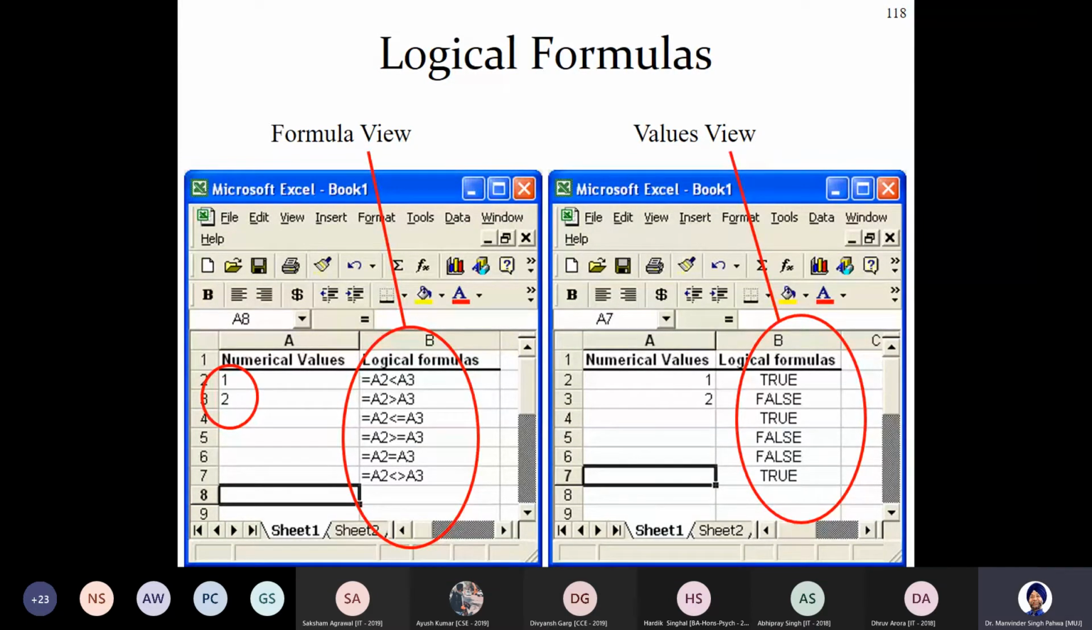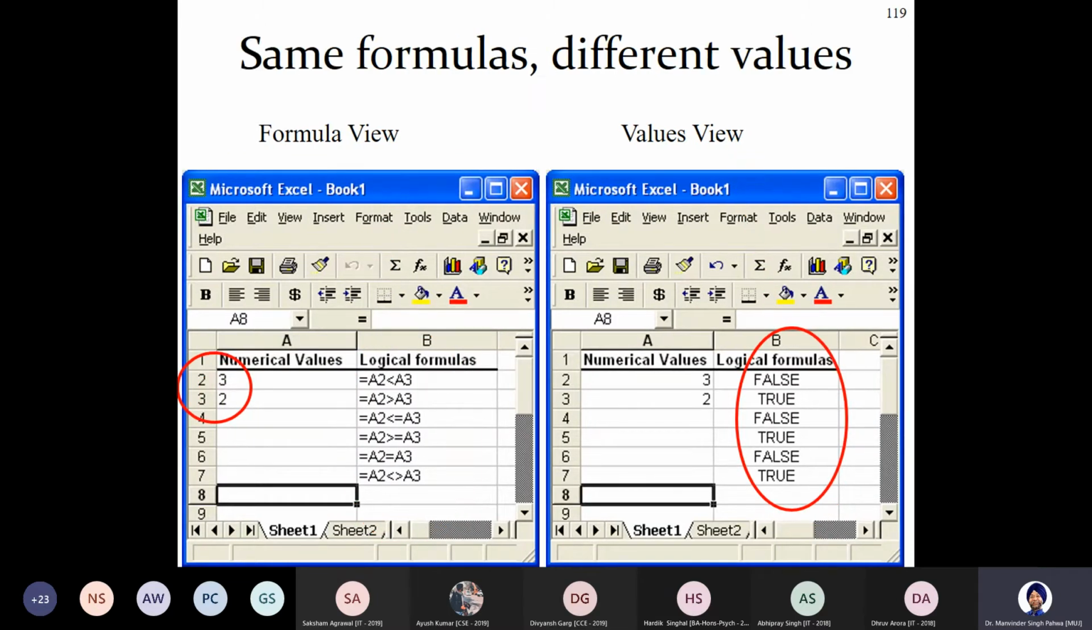Only Manveer has done, or Manveer has done it previously? Abhipray, Manan, Dhruv, Anmol, excellent. Hardik, okay, Vishrat, Nandini, Tanuj, Saksham, good, good, good, great. So I hope you have understood what logical formulas are.